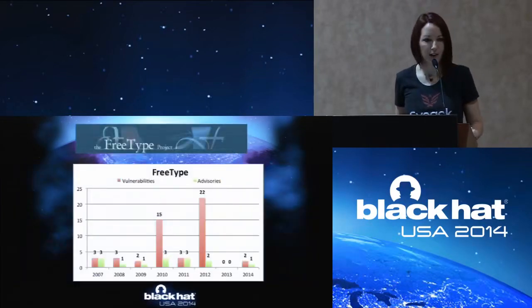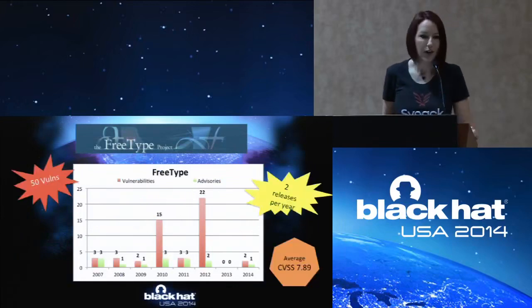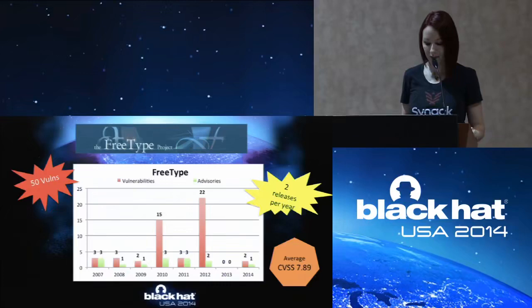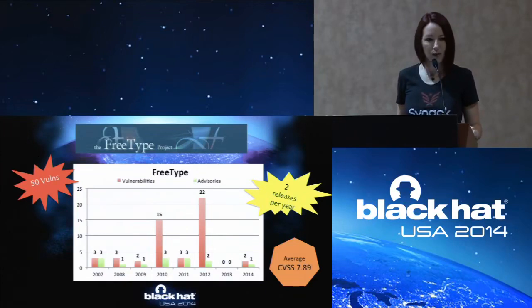So let's talk about FreeType. FreeType has on average 2 releases a year. They've got 50 vulnerabilities in the last 7 years with an average CVSS score of 7.89. FreeType is an interesting one because it's included in WebKit, but it's also used independently.